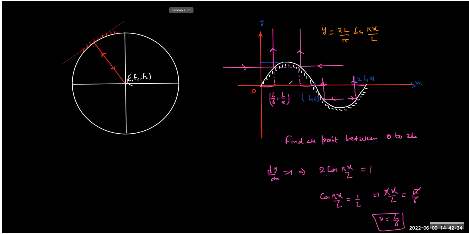And the first 2 points will have L by pi above, and the next will have L by pi below. So the 4 points are L by 6, L by pi. I think that's correct. Yes. And then next will be L minus L by 6, 5L by 6, L by pi. And then next will be L plus L by 6, which is 7L by 6, comma minus L by pi. Minus is negative. And then 2L minus L by 6, which is 11L by 6, minus L by pi. So we have these 4 points as the answer.